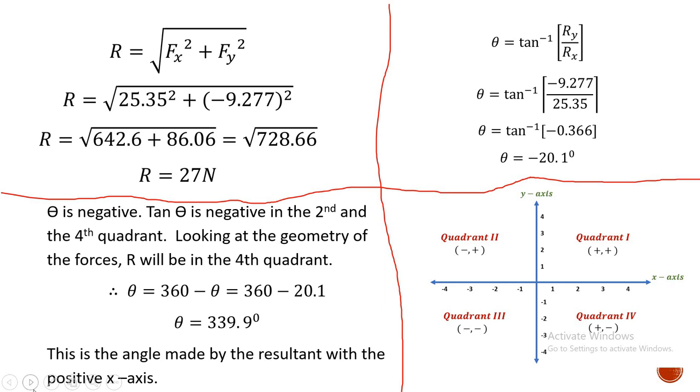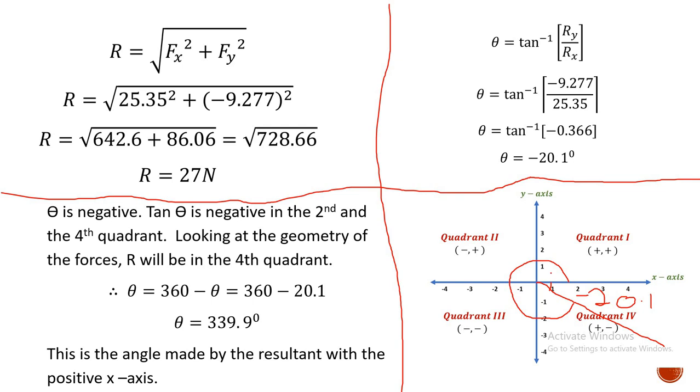If you want to find the equivalent angle for minus 20.1 degrees, you know that minus 20.1 degrees counted in the clockwise direction will be something like this. So if we count this same angle in the anti-clockwise direction, which is the positive way of writing angles, we'll have something like this.